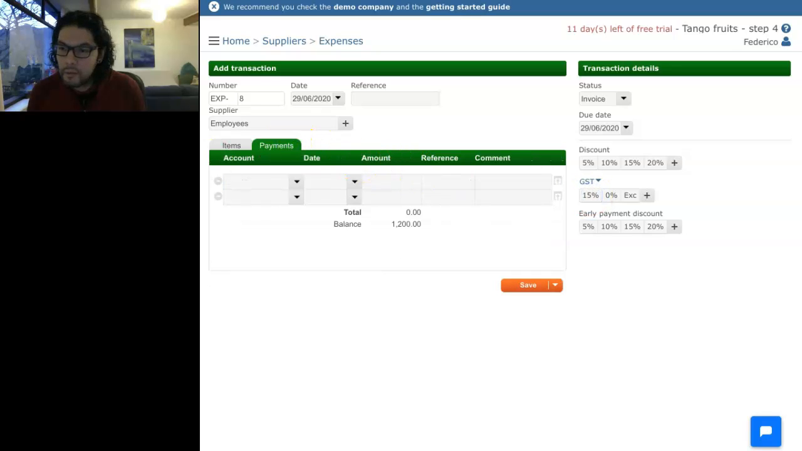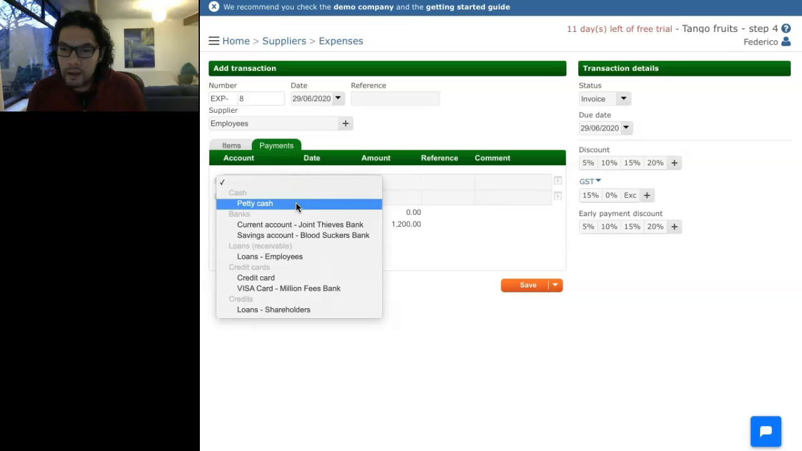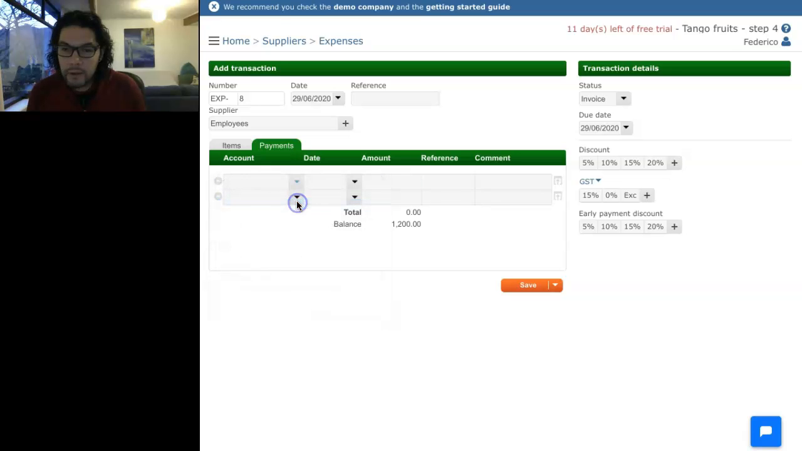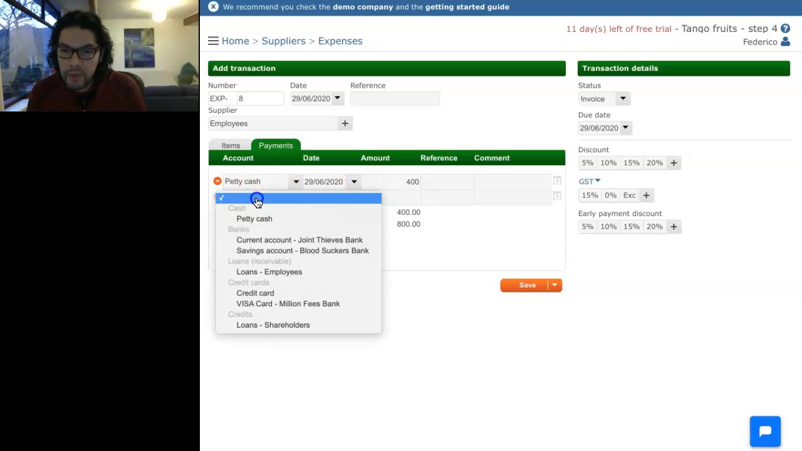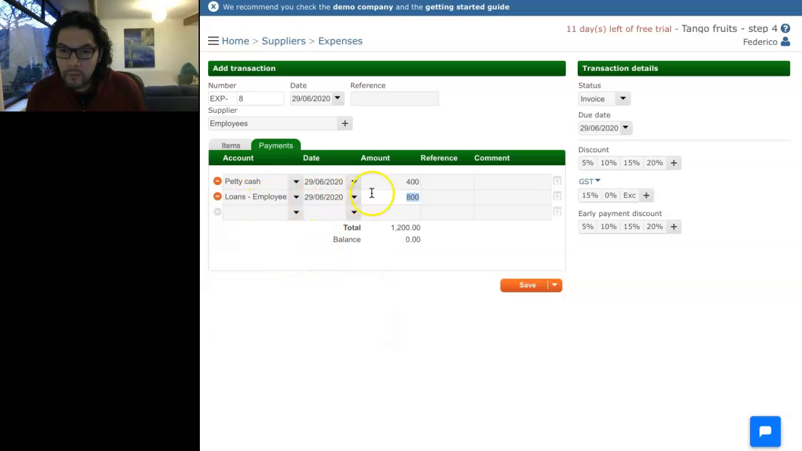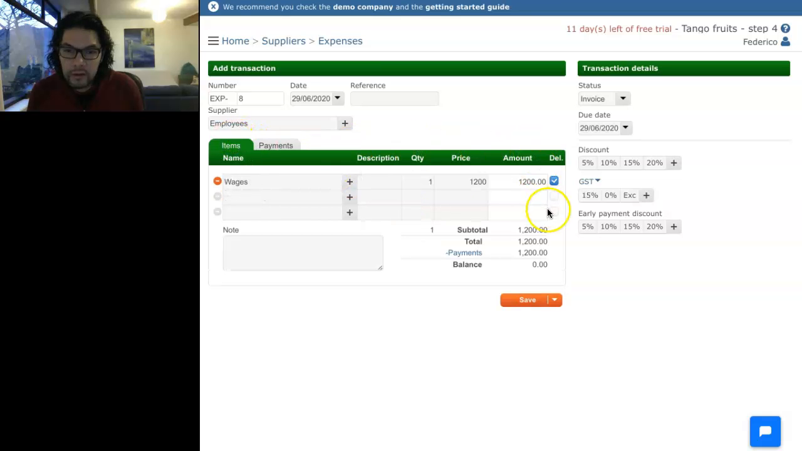And for the payment, I'm going to say I use my petty cash, but only 400, because the remaining 800 I basically use what they owe me. So the employees had debt with me, so I was able to use that to cover the difference. So that takes me to my total. Perfect. I'm going to save and go back.